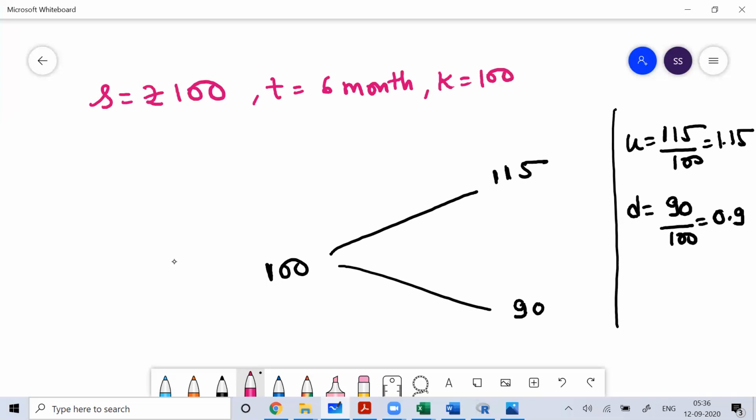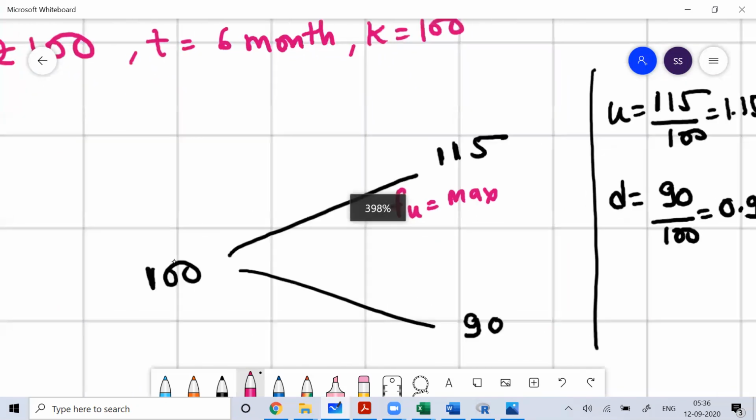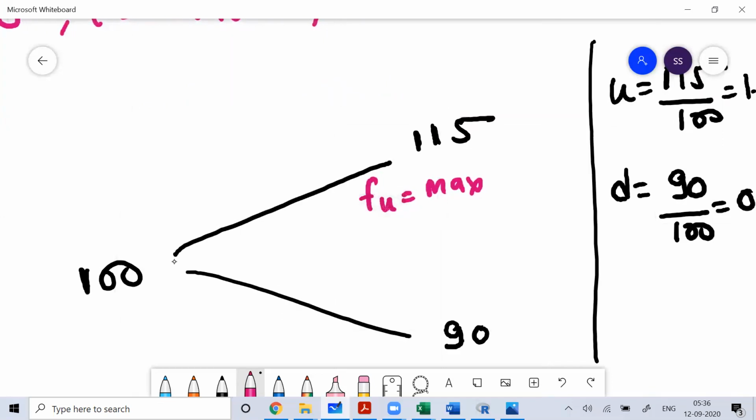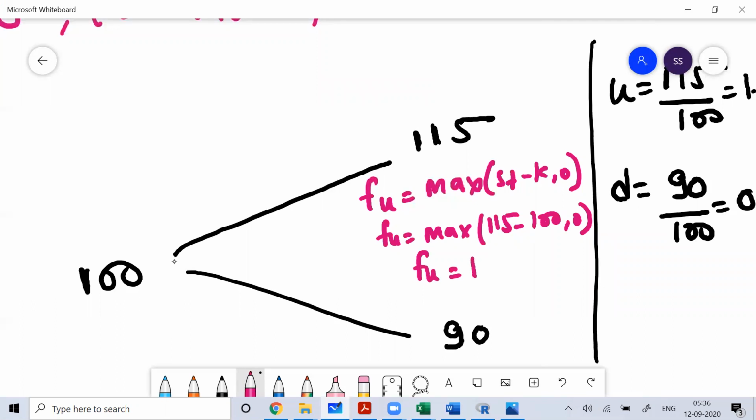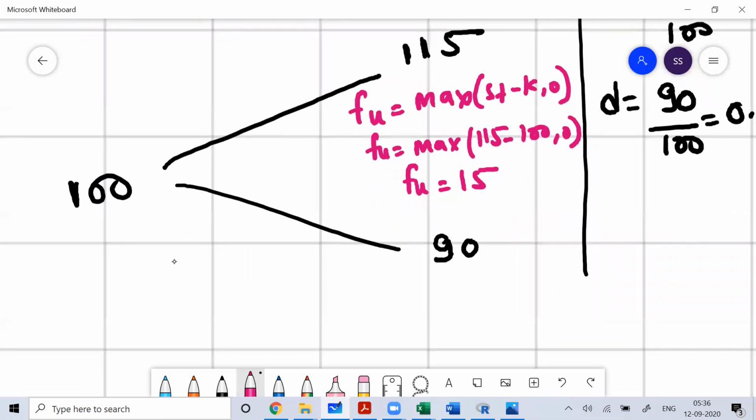So what you can do is find the FU value. FU is max of ST minus K comma 0. So your FU would be equal to max of 115 minus 100 comma 0. 115 minus 100 is 15. 15 comma 0, what is the bigger value? 15. So the FU value would be 15.